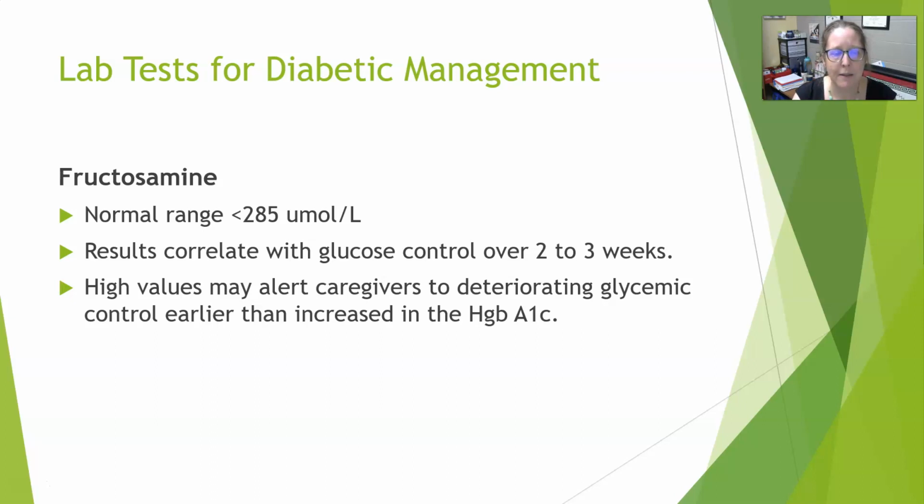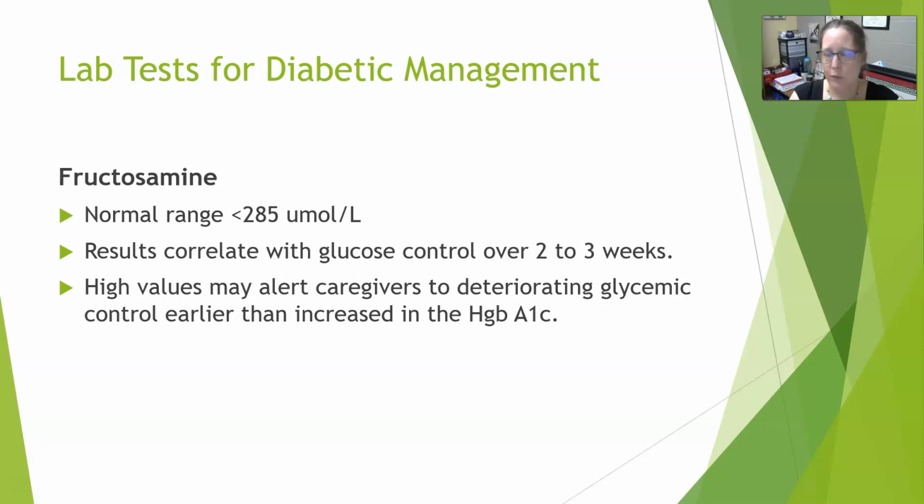The fructosamine normal range is less than 285 micromoles per liter, and the results correlate with glucose control over 2 to 3 weeks. So it is similar to the A1c. Fructose is a sugar that is stuck on an amine, which is part of amino acids, which is protein. So you can see it's related. And fructose is the other half of sucrose. Table sugar is sucrose. It's half fructose, half glucose.